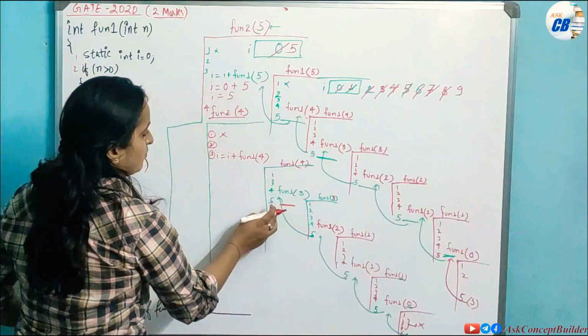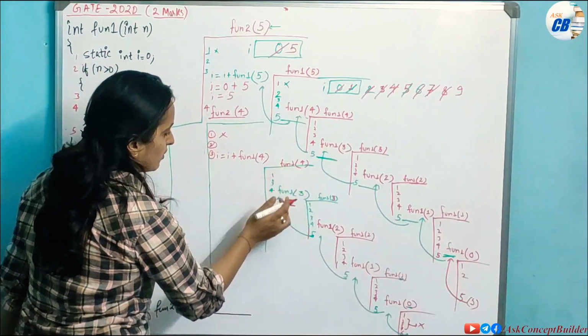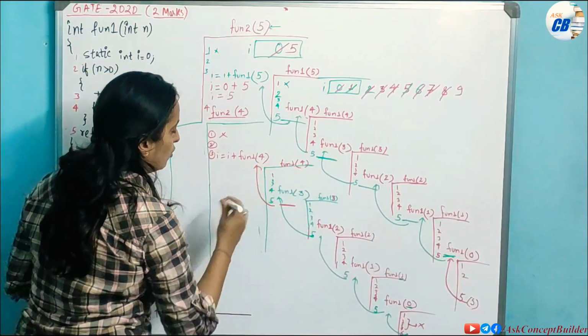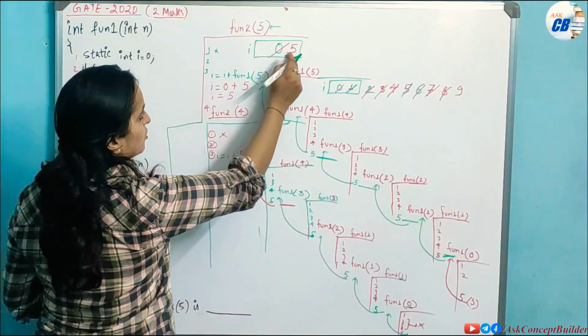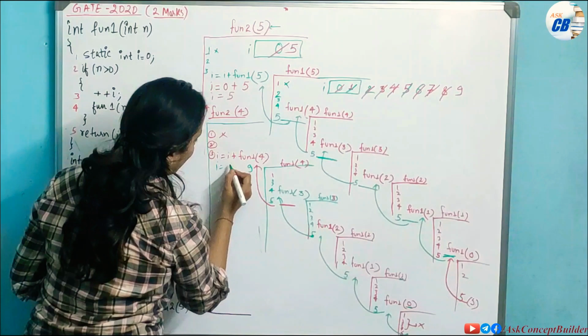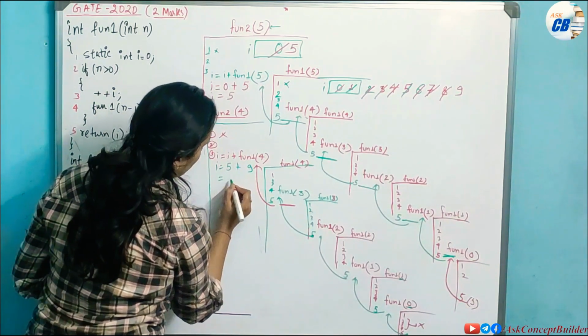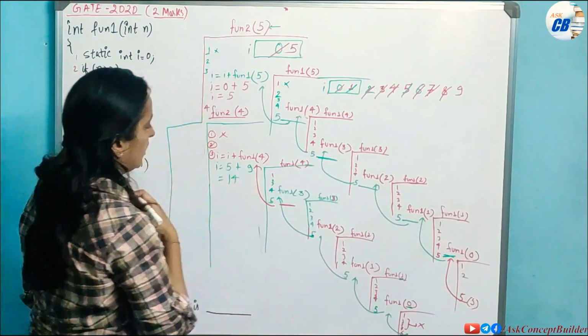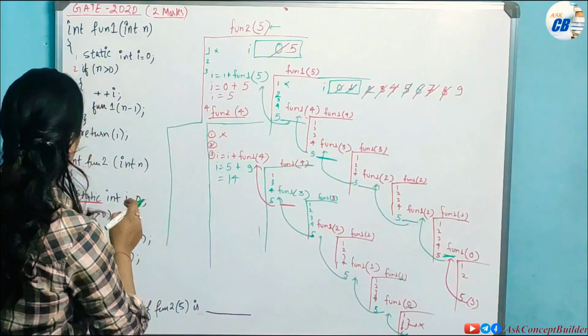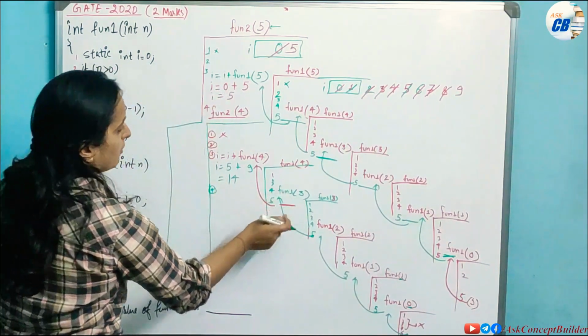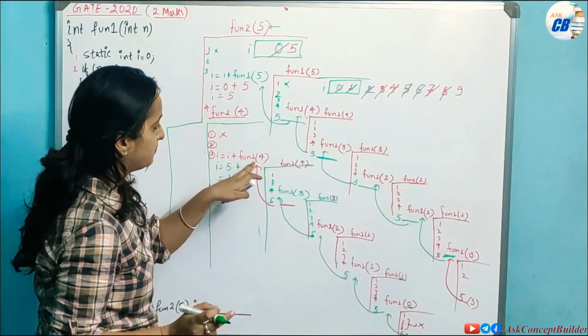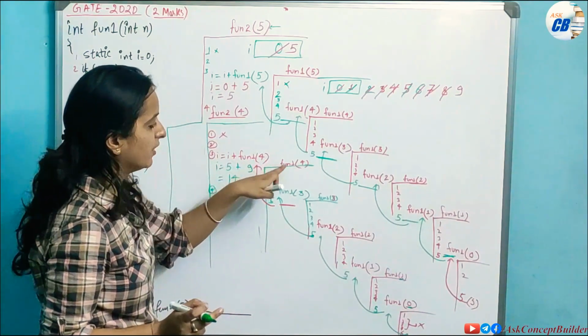Now see, the fun1 function was called from here, so it will return the value 9 here. So the value 9 is returned here. Now the I value was 5 here. So I equals 5 plus 9, which equals 14. Now the fourth statement. See, this was your fun2 function. You have returned back to the fun2 function after completing this fun1 function.